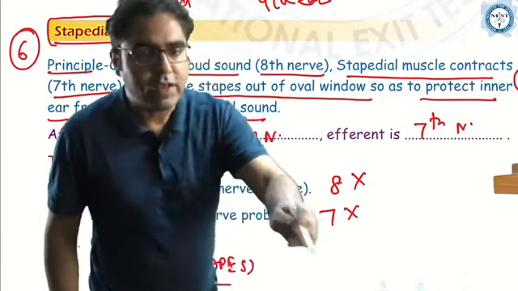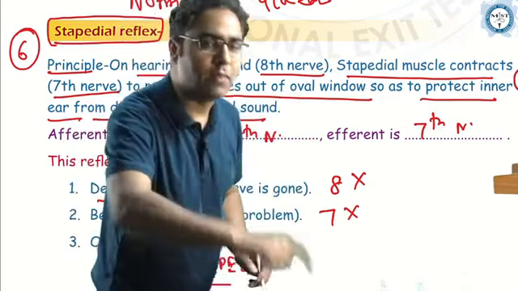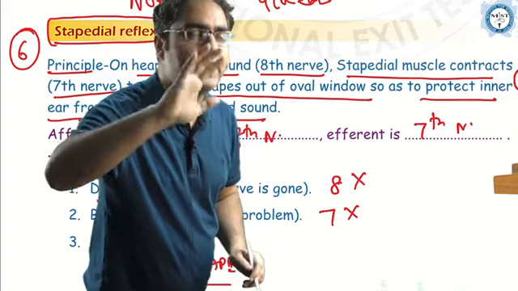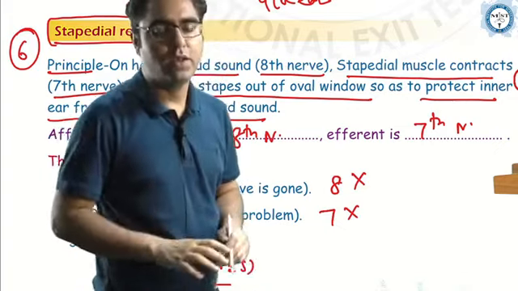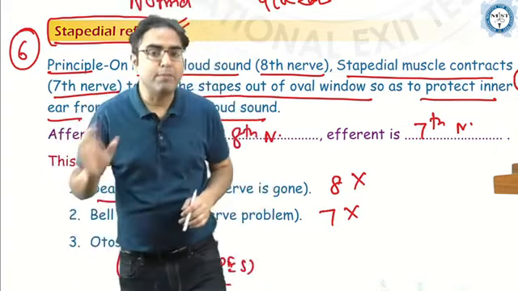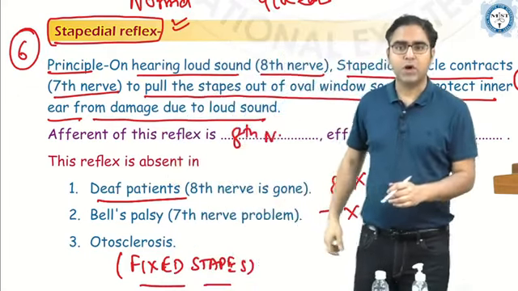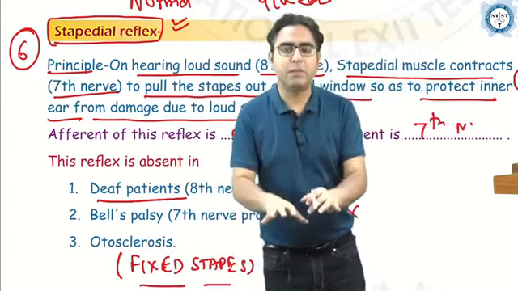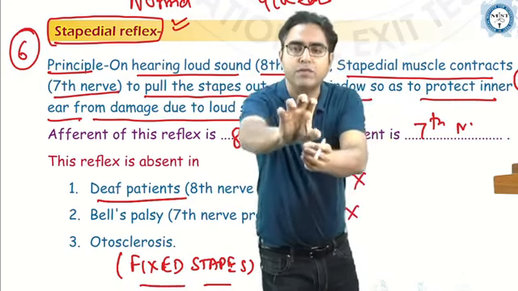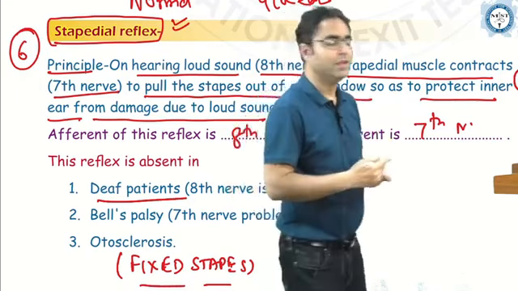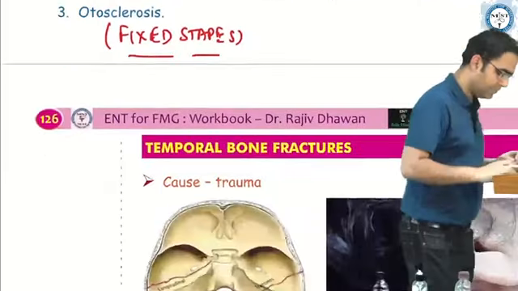Afferent of the reflex is the 8th nerve. Efferent is the 7th nerve, because I am very sure the stapedius muscle is supplied by the facial nerve. The reflex is absent in number 1, deaf patients, 8th nerve gone. Bell's palsy, facial nerve, 7th nerve gone. And otosclerosis, fixed stapes. If stapes is fixed, how can it come out of the oval window now? That's the sixth test.